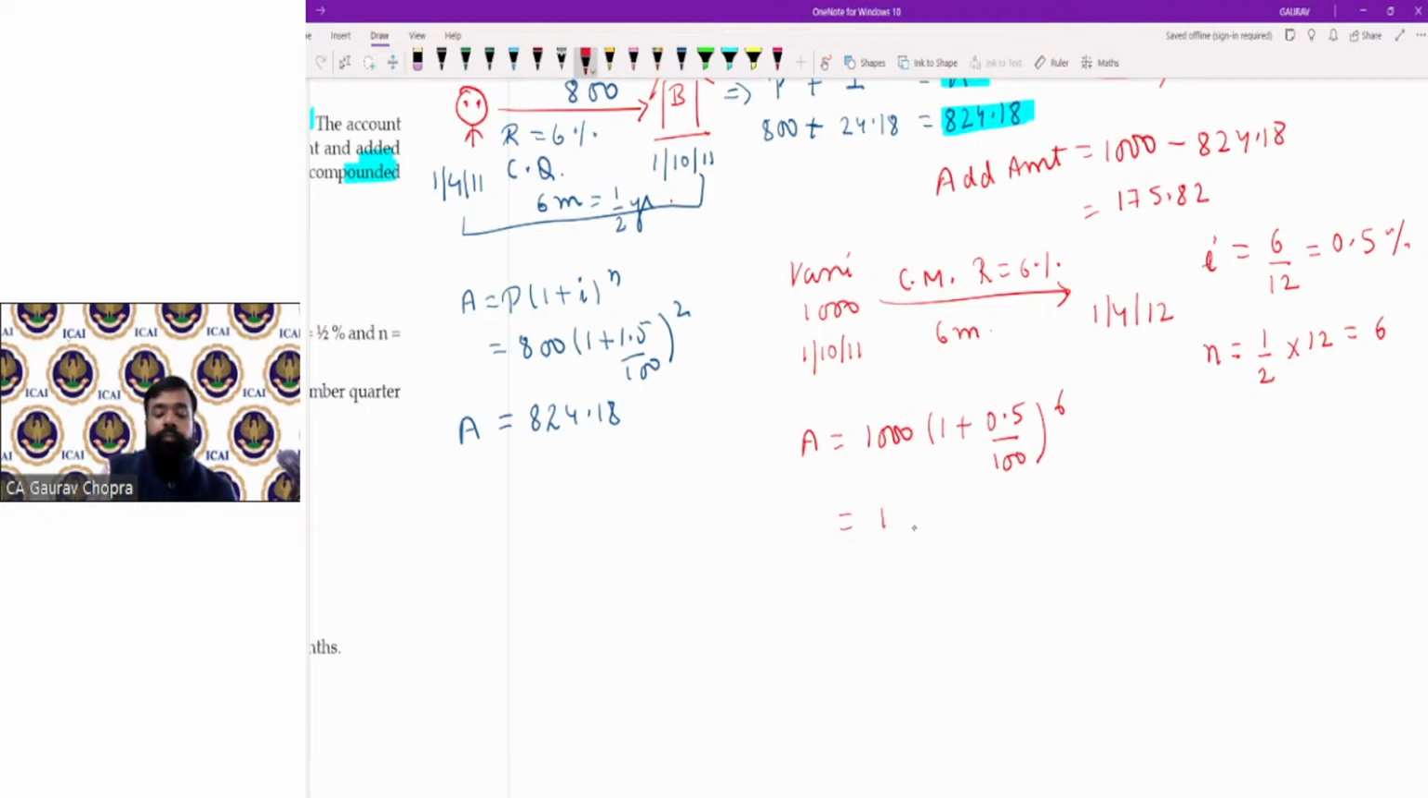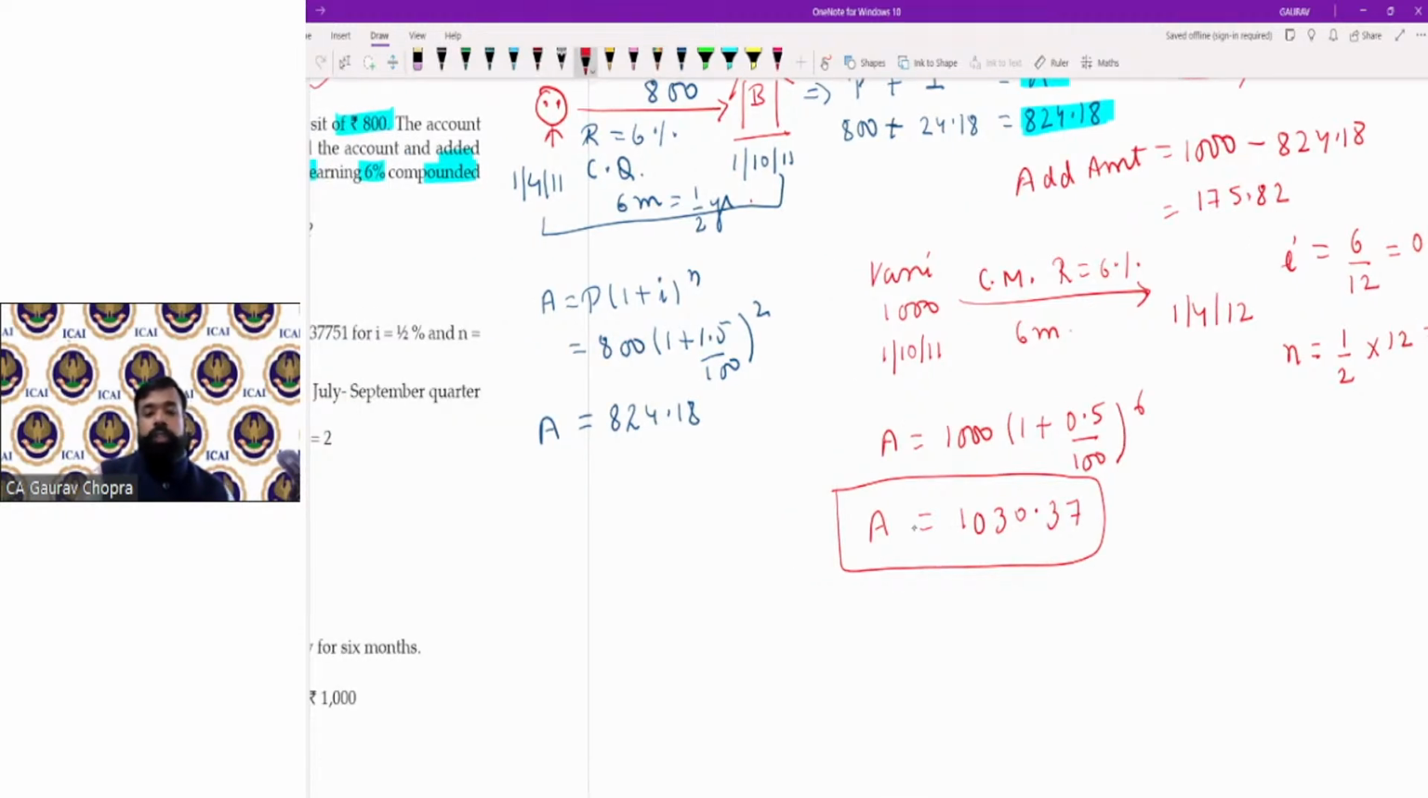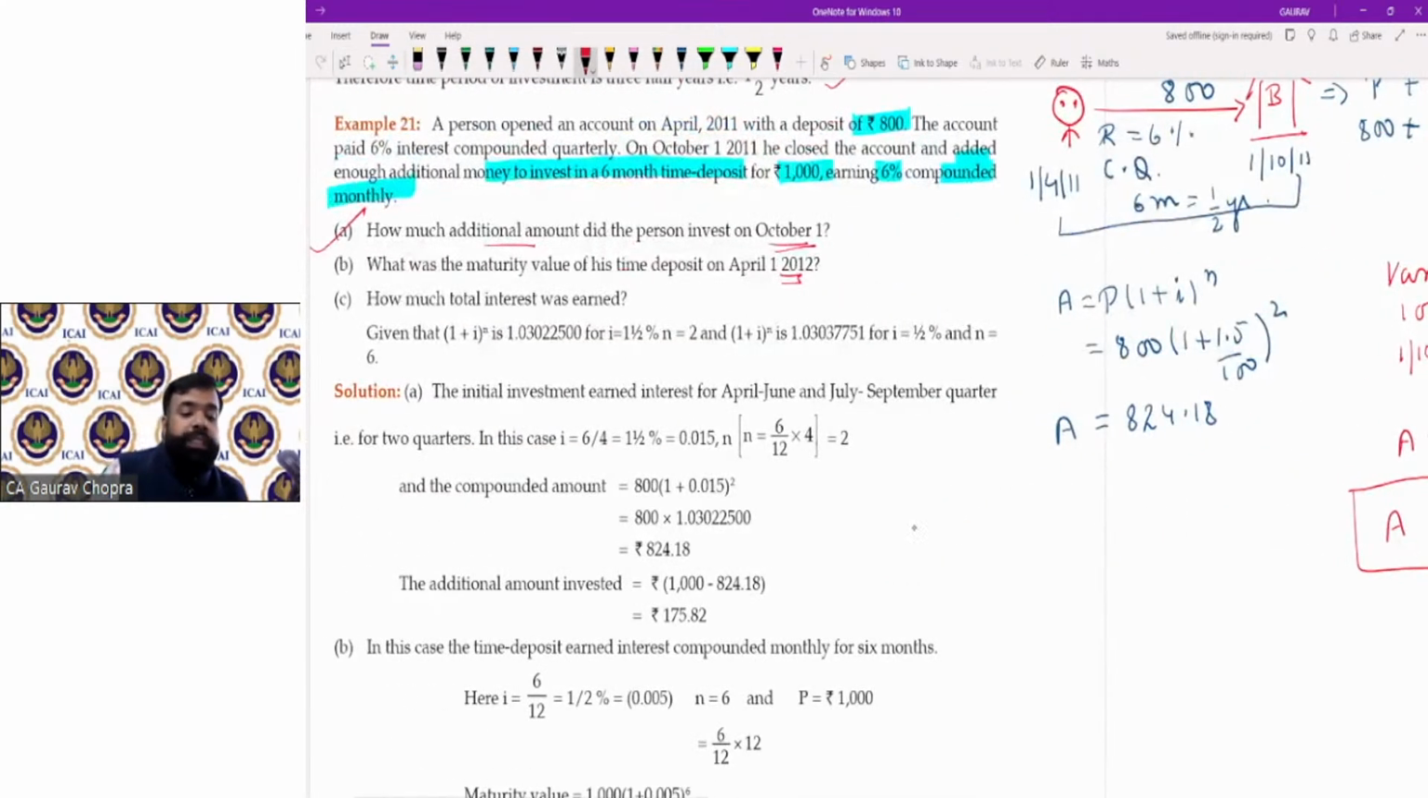Now how much are we getting? Let us calculate this. 0.5 divided by 100 plus 1. Now power 6, to multiply equal to, you have to press 5 times. So 1, 2, 3, 4, 5. And then multiply by 1000. We are getting 1030.37. This is the amount on 1st April 2012. So this is the amount which one will receive on 1st April 2012, that is 1030.37. So this was the second portion.